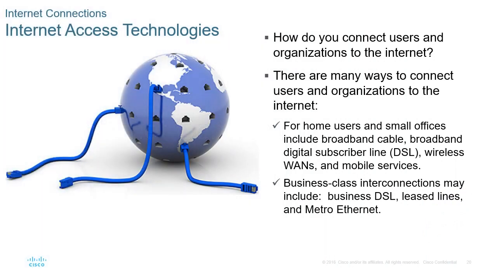Now that we've defined what the internet is, we look at the internet access technologies, which are basically ways that we connect to the internet. So how do users and organizations connect to the internet? Listed there, we have different ways that we do that: broadband cable, DSL, and the wireless ones. I think Wi-Fi falls under that. We have the mobile services, which most of us use, those are our Econets, Net1 lines. Then we have the business class interconnections, which include business DSL, leased lines, and Metro Ethernet.